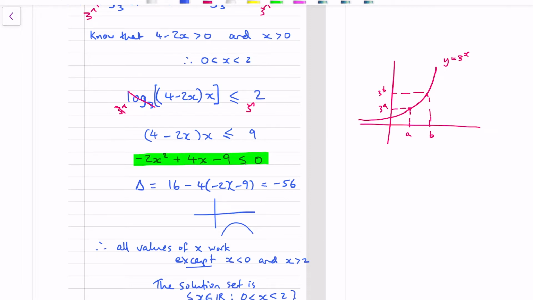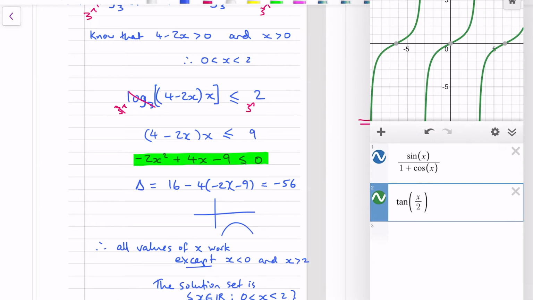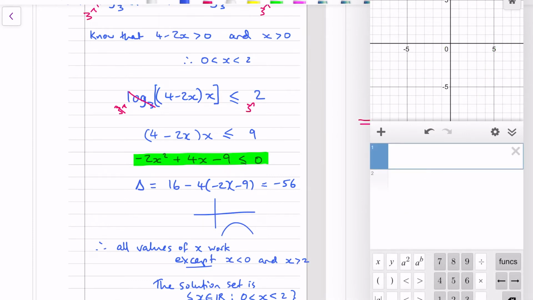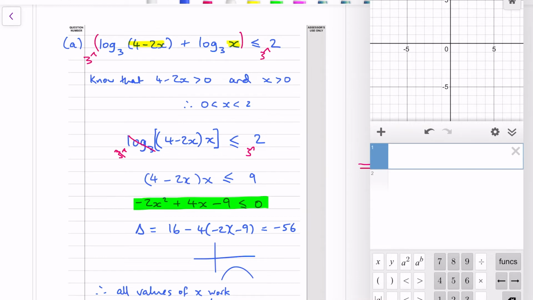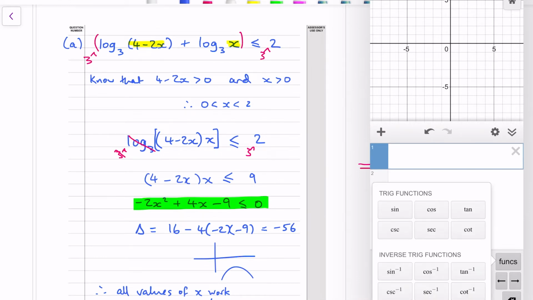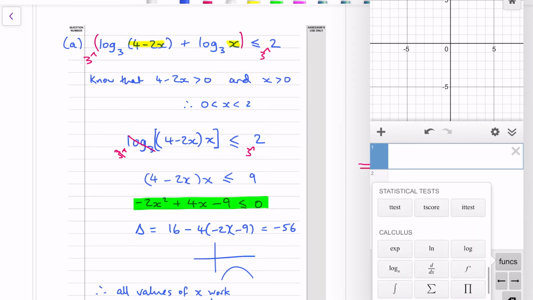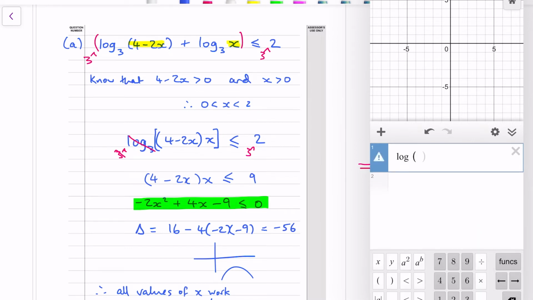Okay, we could look at Desmos to create a graph of that. You can do this on your graphics calculator as well. If I first find my log base 3 function, I'll tell you in a sec how to do this on your calculator. 4 minus 2x, and then log base 3 of x.